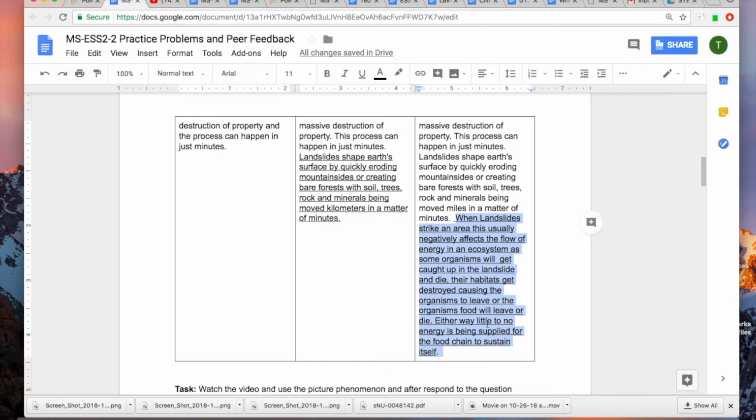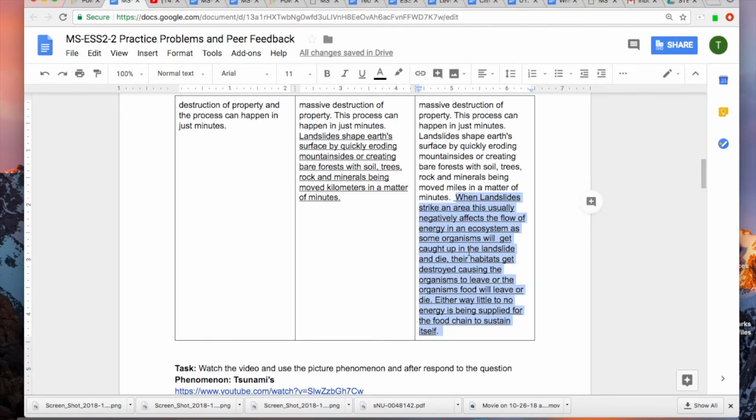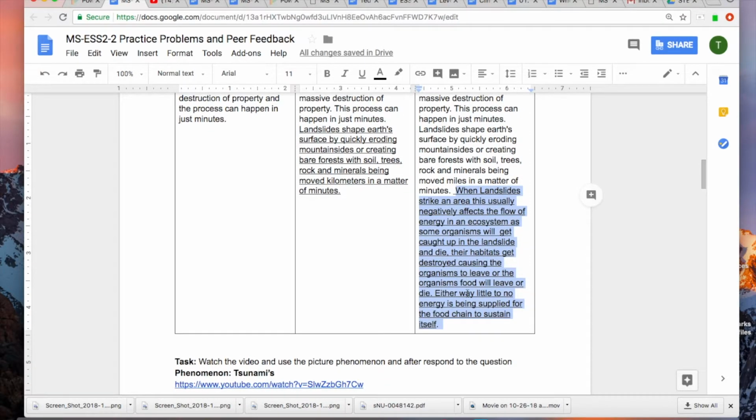Okay? Level 4, I've taken my level 3 answer, embedded it in level 4, and then this highlighted part is how it'll affect the flow of energy in an ecosystem. When landslides strike an area, this usually negatively affects the flow of energy in an ecosystem, as some organisms will get caught up in the landslide and die. Their habitats get destroyed, causing organisms to leave, or the organism's food will leave or will die. Either way, little to no energy is being supplied for the food chain to sustain itself.